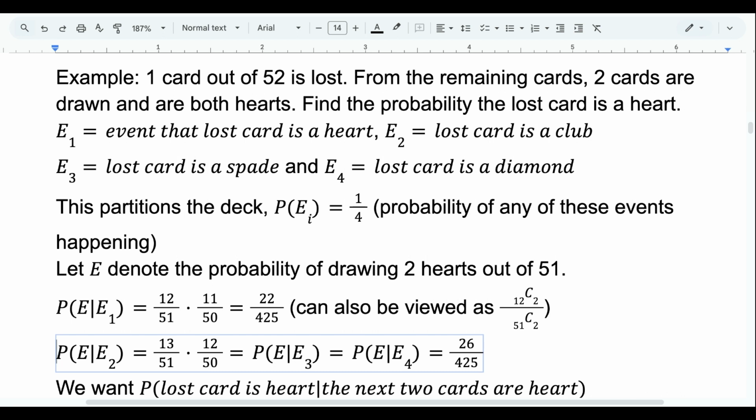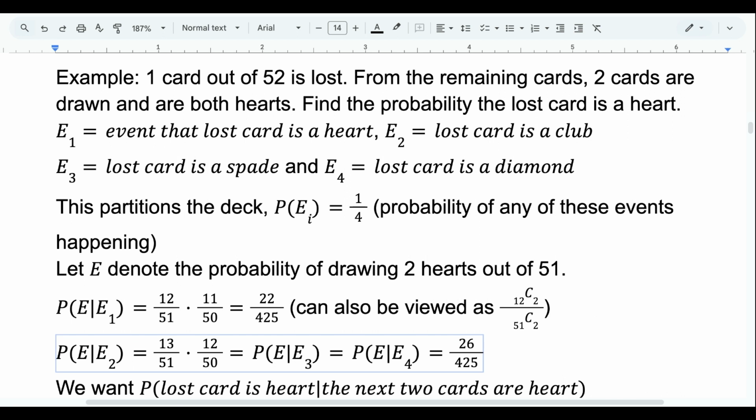There are four suits. Notice that E1, E2, E3, E4 satisfy the conditions of being a partition. Every element of the deck falls into exactly one of these categories. There's no overlap. The probability of any one of these events, selecting a specific suit, is 1 out of 4. Let's let E denote the event of drawing two hearts out of 51.